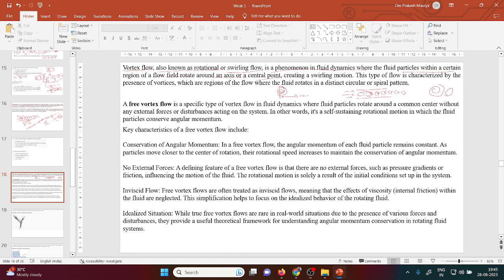vertical direction, a vortex is also possible. Or if you take the jet direction, rotation is possible in the jet direction also, and in the x direction also the rotation is possible. So this is the meaning of the axis of rotation or central point, creating a spherical, rotating motion. In this type of flow, what is happening?